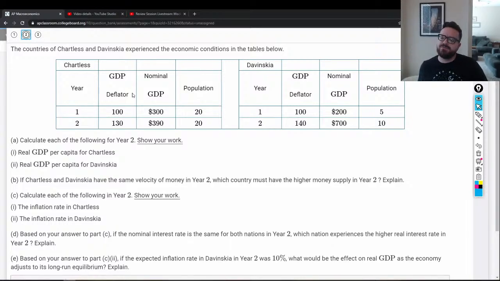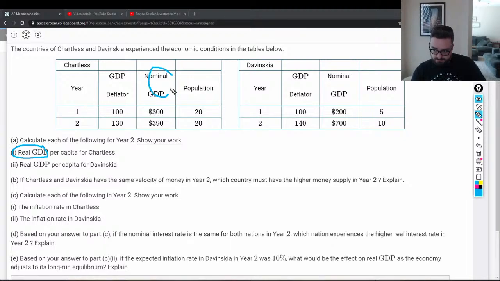Calculate each of the following for year 2. Show your work. No calculator. Although last year they did have a calculator, so question mark? All right. Real GDP per capita in 1 year, real GDP per capita in another year. Okay. So it's real, that's important to know. These are nominal. I got to do stuff there, and it's per capita. So I'm going to find the real GDP first, and then I'm going to divide by the population. That's all I got to do. So for real GDP, it equals the nominal over the deflator times 100.